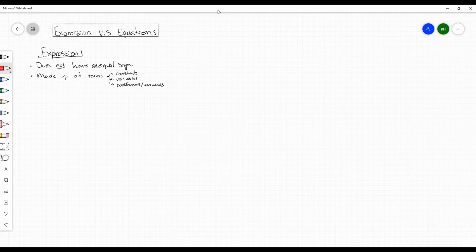Right? To think about this, variables are those letters that you see, and they can stand for different things depending on the situation. And constants are just regular numbers. Okay. Expressions, you'll typically see the word evaluate or, my favorite, simplify.